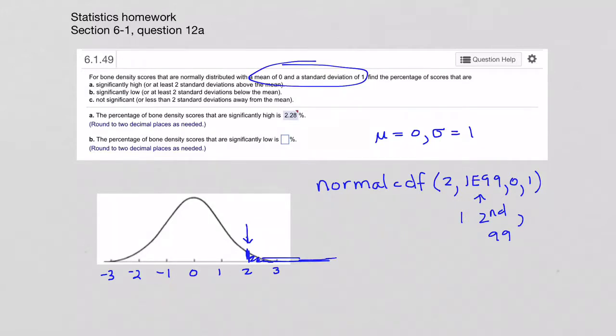And when you hit enter, you get 0.0228, and that's my answer for that problem, or 2.28%. So that's my answer for that.